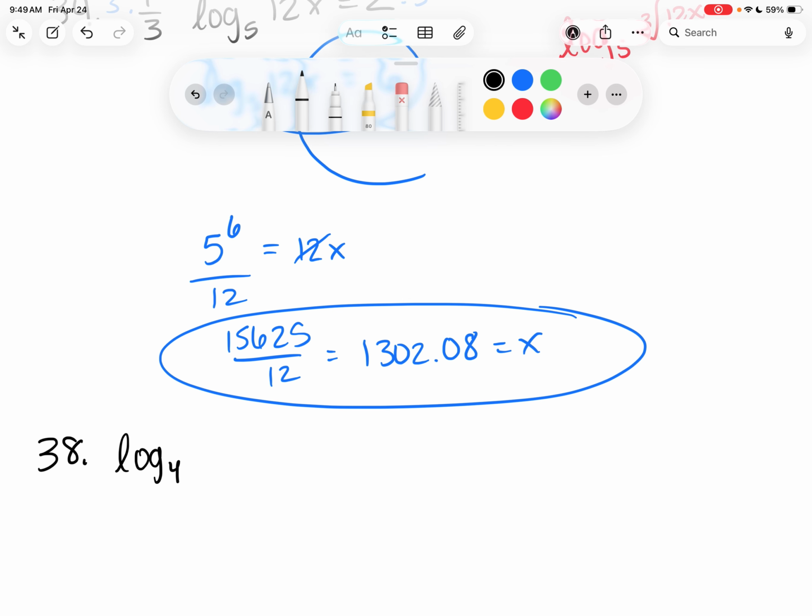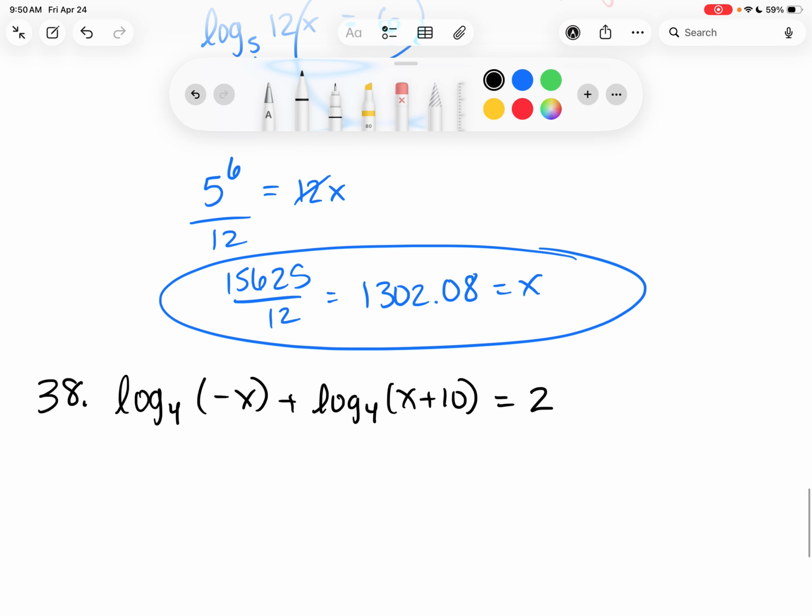I got plenty. Log base 4 of negative x plus log base 4 of x plus 10 is equal to 2. It's not as bad as it looks. All right, so what do we notice is different about this one compared to the last one? There's 2 logs being added together, and they're all on the same side, right? Yes. What do you also notice about those logs? They have the same base.